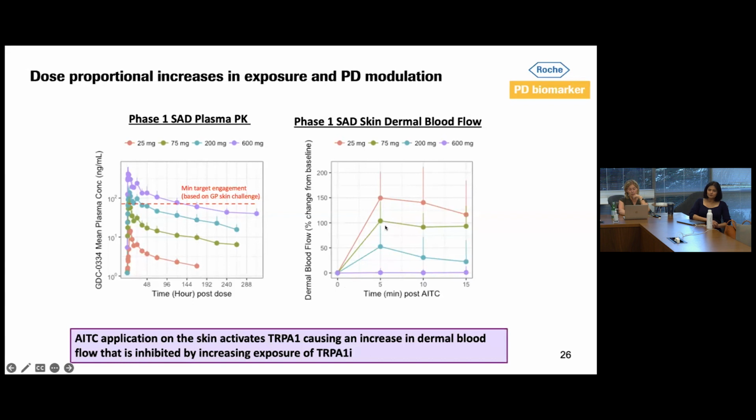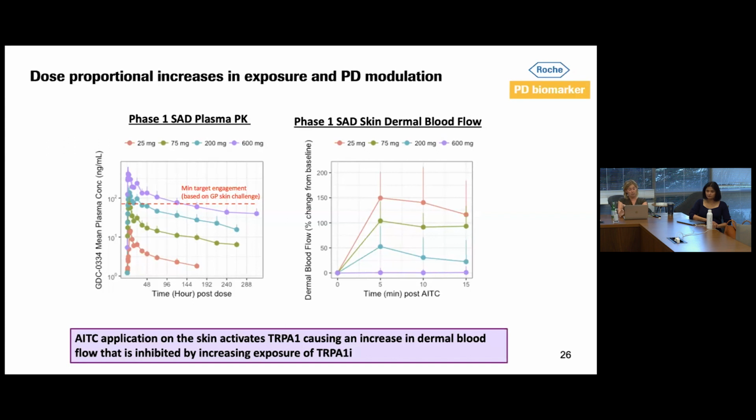And you can see with increasing doses, the highest dose being the purple bar, we were able to completely prevent that dermal blood flow, that swelling, that redness on the skin. And so this allowed us to then pick the doses to go into phase 2.